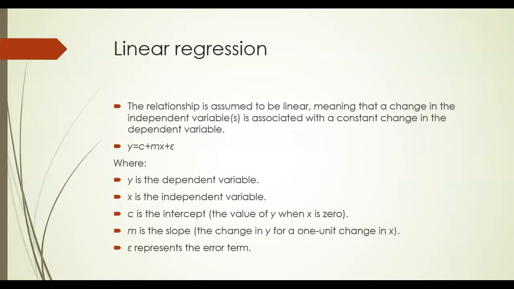Now everyone knows the equation y equals mx plus c. So x is our input data, and y is our predicted value, where m is the slope of the line and c is the y-intercept, and small e represents the error. So how do we find out the values of m and c?